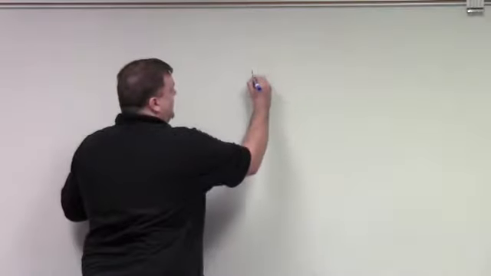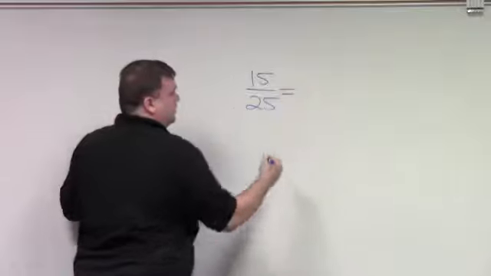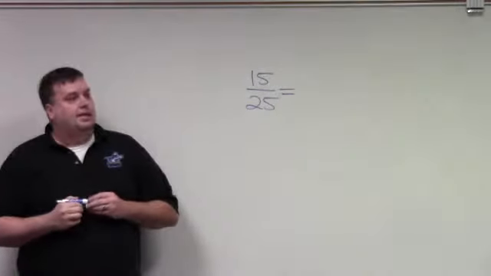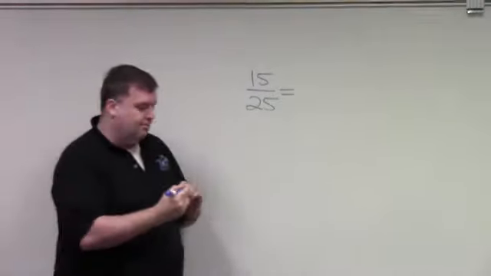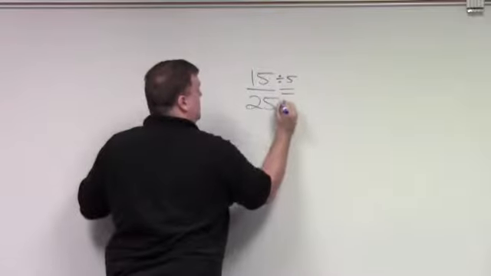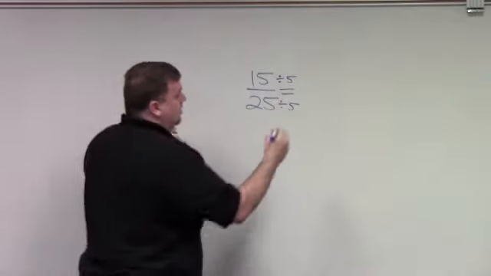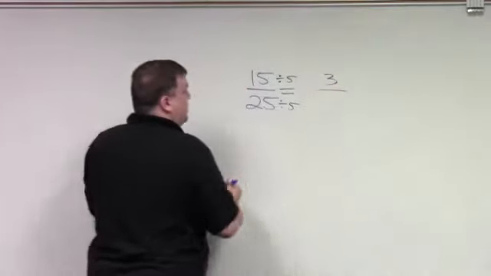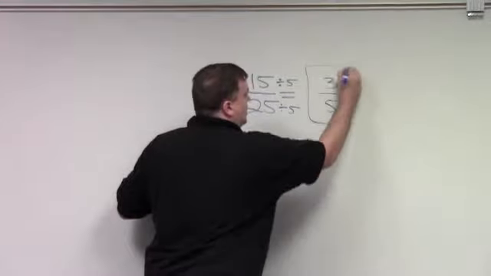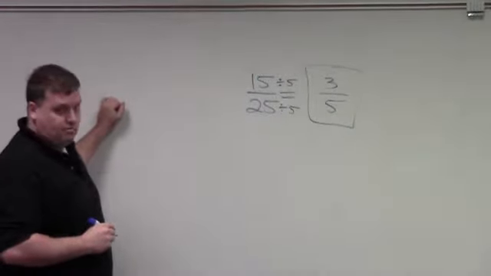The next one is 15 over 25. So is there any number that goes both into 15 and 25? 5. So 15 divided by 5 is 3, and 25 divided by 5 is 5. And that would be our answer. Any questions on that one?